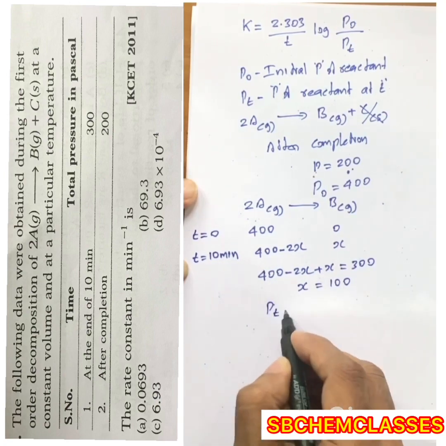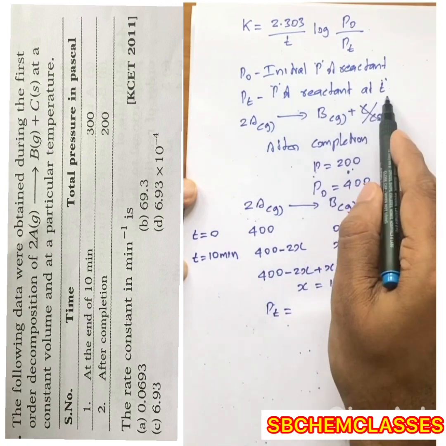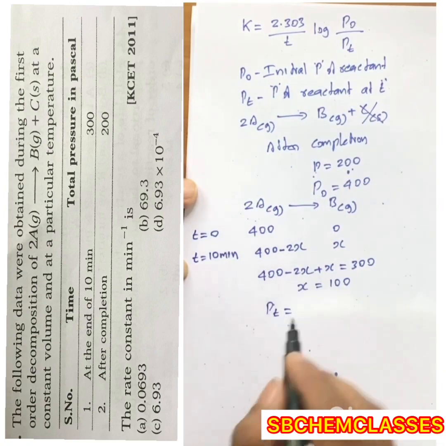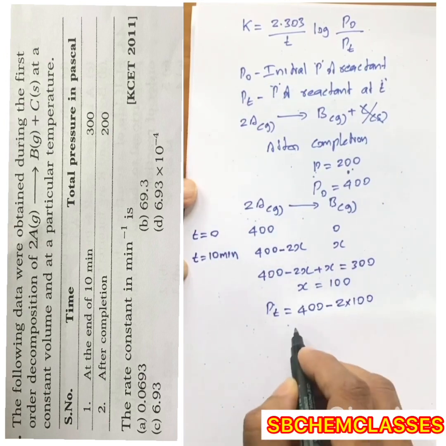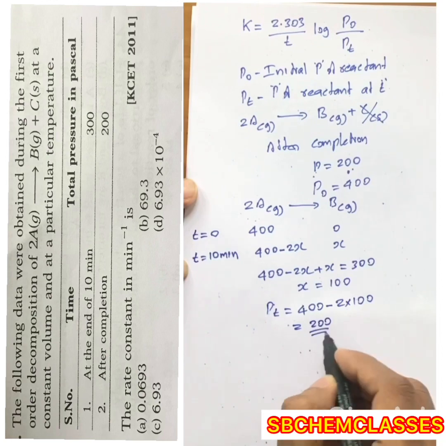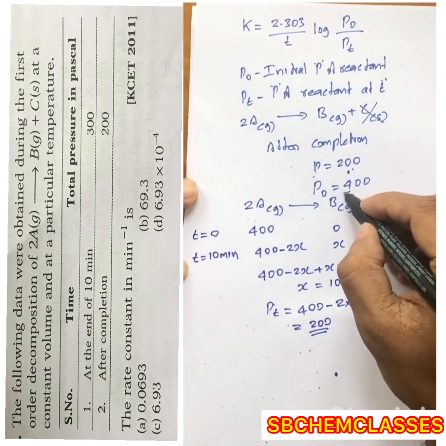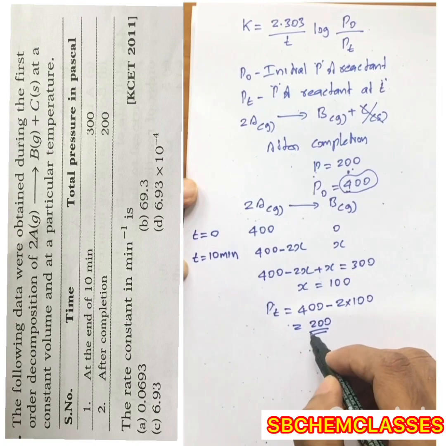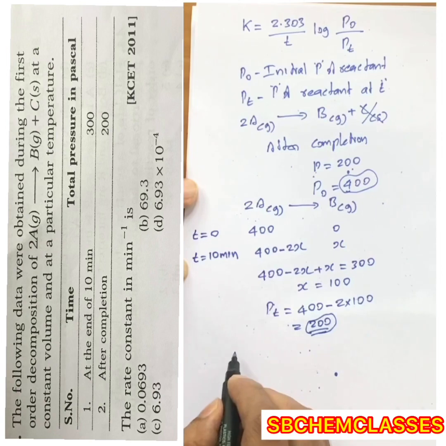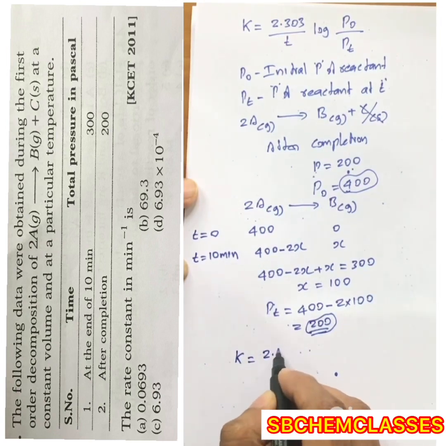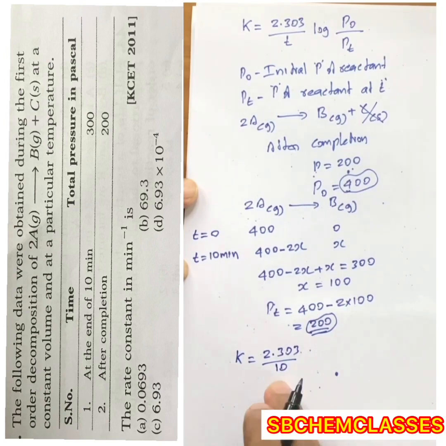What is Pt? It is the pressure of reactant at time t. Pressure of reactant at time t is 400 minus 2x, that is 2 into 100, so it is 200. Now we have P0 and Pt, we can substitute here, so we will get the k value. What is k? 2.303 by the time, which is 10 minutes. This time is not required to be converted to seconds because in the question minute inverse is the unit.